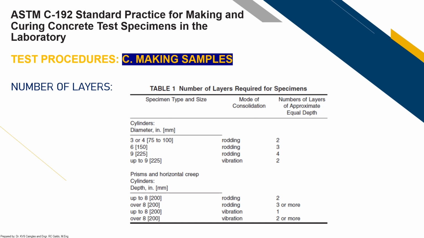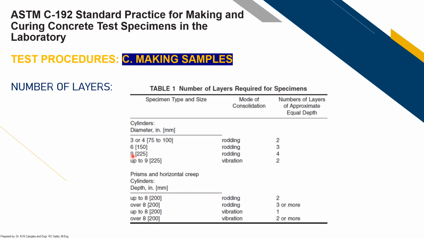Now, when placing your concrete mixture inside your mold, it should be done by layer. You cannot just put it all in at once. The number of layers is determined depending on the diameter of your cylinder mold. So we have here a table, still under ASTM C192: number of layers required for specimens. We have the sizes of your cylinder in terms of diameter, the mode of consolidation, and the number of layers of approximately equal depth.